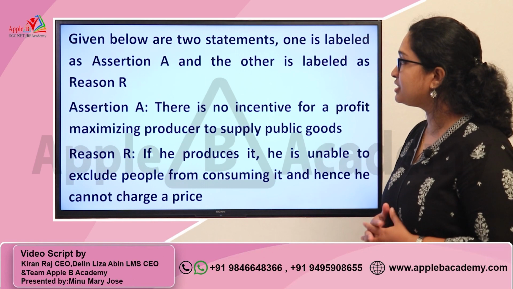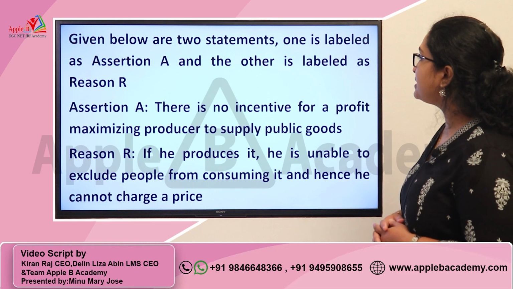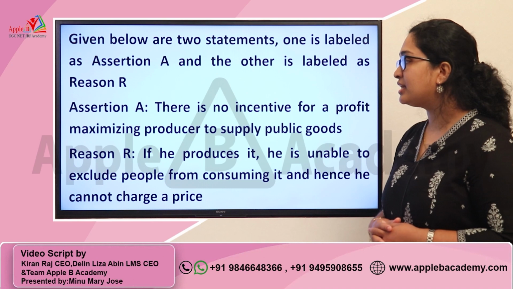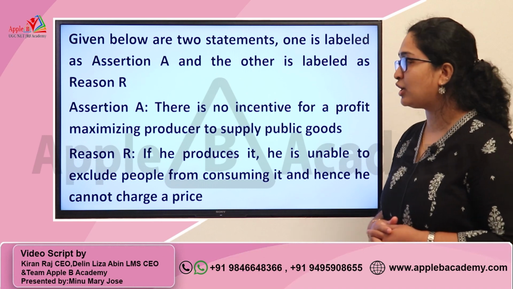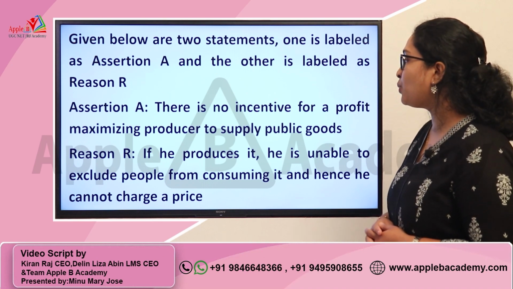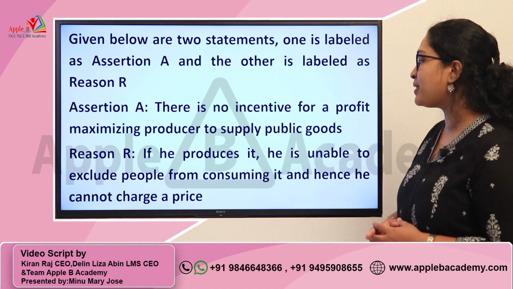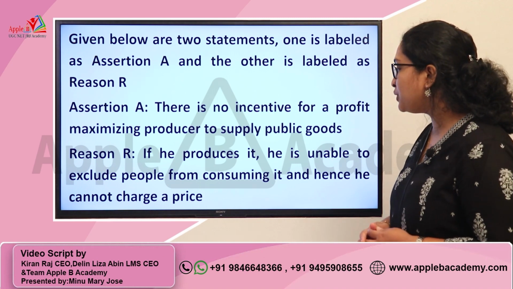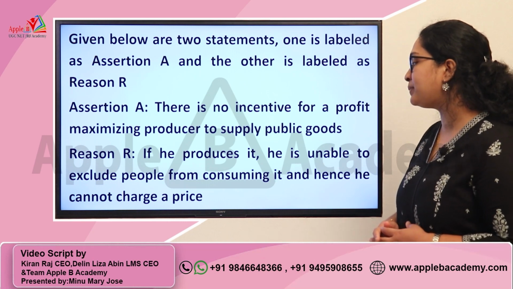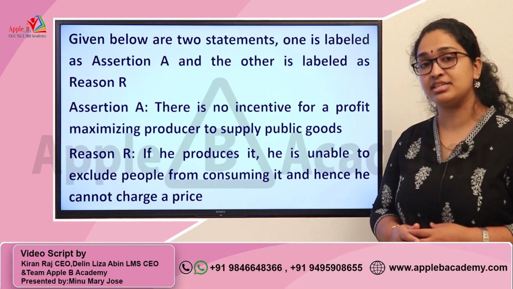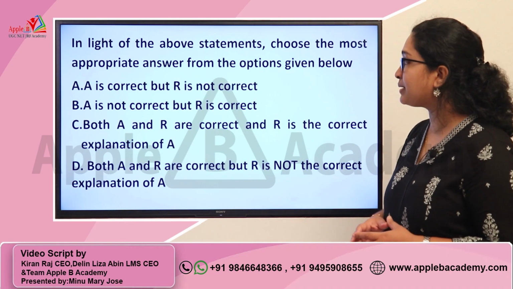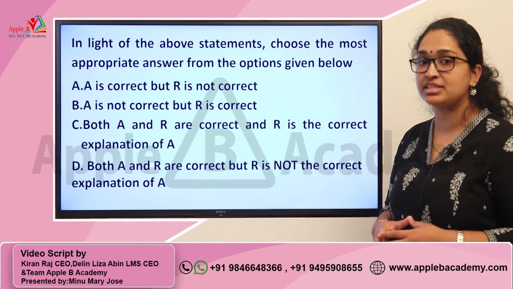The next question is, given below are two statements, one is labeled as an assertion, the other as reason. This is again from public economics. The assertion is there is no incentive for a profit maximizing producer to supply public goods. The reason is that if he produces it, he is unable to exclude people from consuming it and hence he cannot charge a price. In light of the above statements, we have to choose the most appropriate answer.